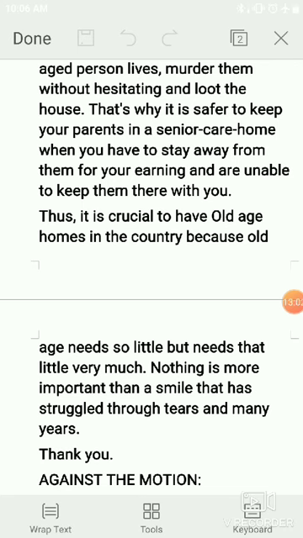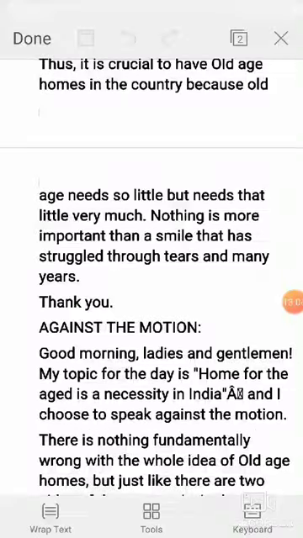Thus, it is crucial to have old age homes in the country, because old age needs so little, but needs that little very much. Nothing is more important than a smile that has struggled through the tears of many years.